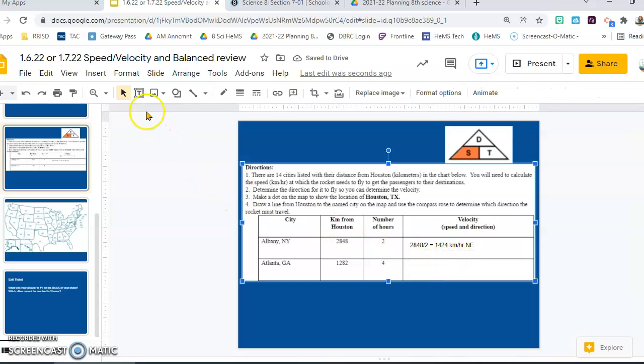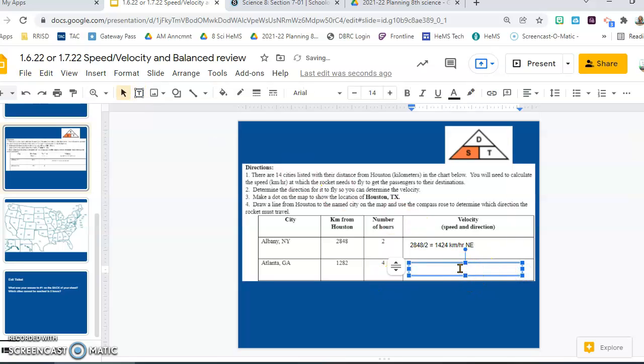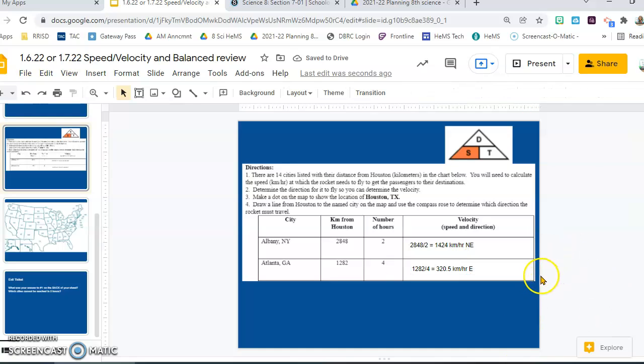Let's say we're going to come down here. We're going to try the Atlanta, Georgia one together. Same kind of thing. We have 1282 divided by 4. That's going to equal, let's see, 320.5 kilometers per hour. And because Atlanta, when we fly from Houston, is straight to the right, that is east. So you see how we're doing that? That's what you're going to do for each one of these.